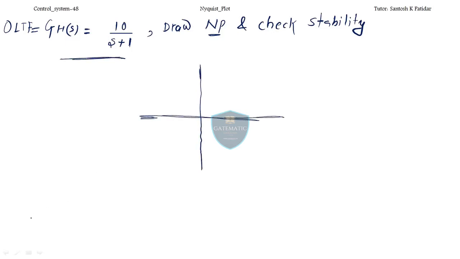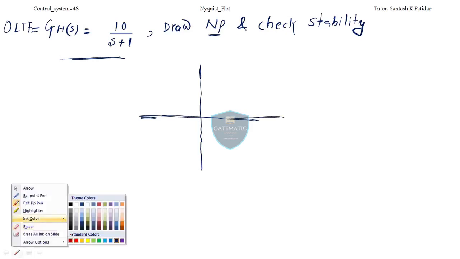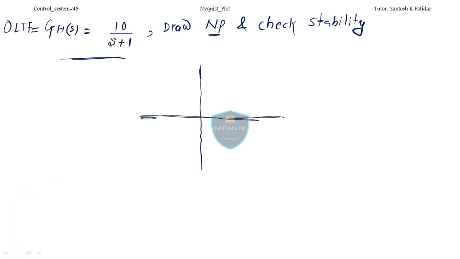So this is no pole at origin simply. Earlier we have seen the graph is like this, the polar plot for this transfer function. Though this is the Nyquist plot, what will happen? I'll take the mirror image of this. The mirror of this is nothing but the Nyquist.